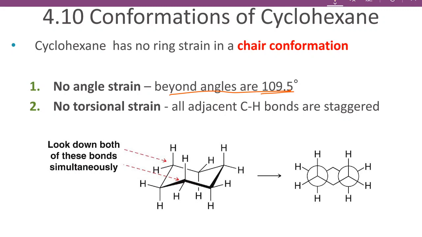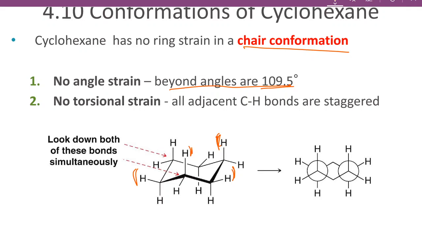And it doesn't have torsional strain, so these hydrogens don't repel each other, because in the chair conformation, all of the CH bonds are staggered. So the hydrogen up here is at what's called an axial position, and the next hydrogen is in an equatorial position. The next hydrogen is axial, and the next up hydrogen is equatorial, and so on. So they don't repel each other.